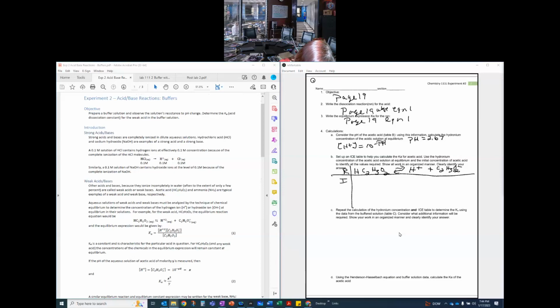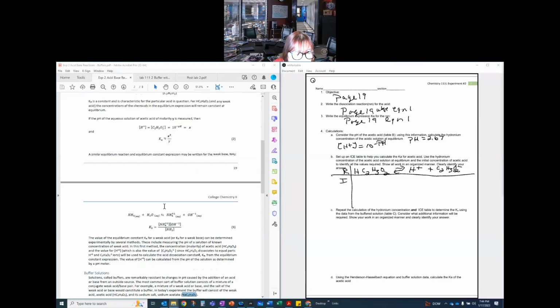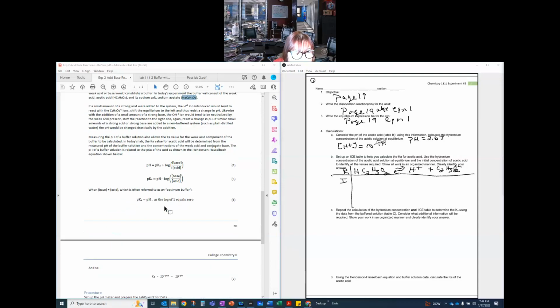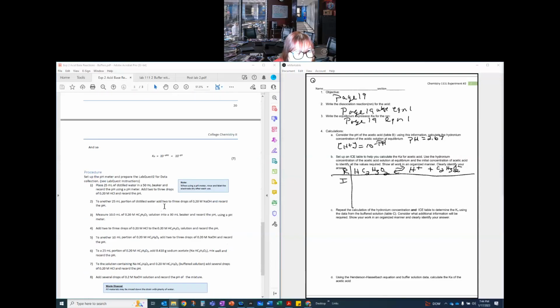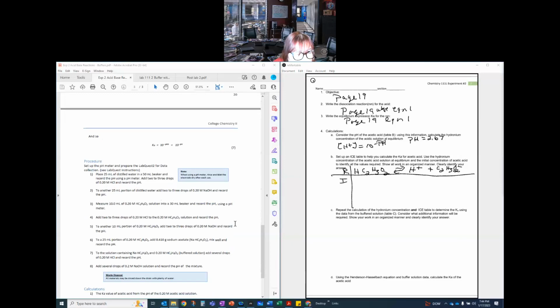So that's my R, my initial. The initial concentration that we have for the solution, as we see in the lab manual, because I don't want to flip back through my data. It says 0.2 molar right there on number 4, 0.20 molar. We assume that the initial H is 0 and the initial acetate ion is 0.